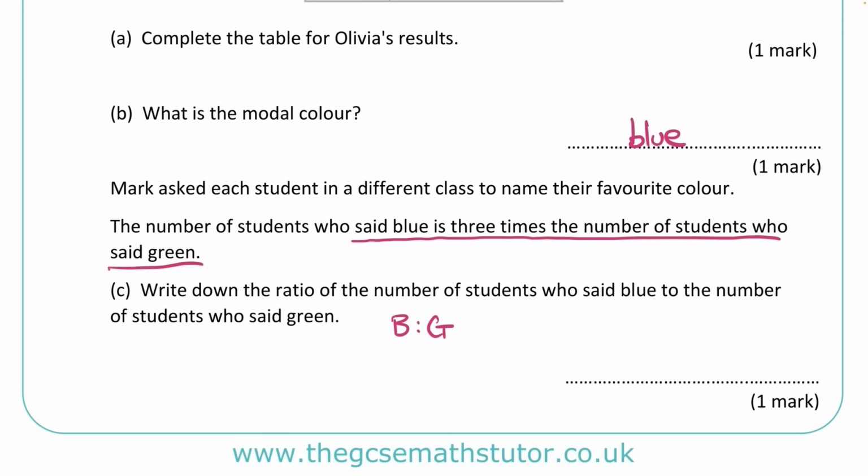So the easiest way to go about this would be to pick any number for green and just times it by 3 to get how many said blue. Now the easiest number to pick would be to go with 1, as we just need to multiply it by 3. It just means blue becomes 3. And there we go, our ratio is 3 to 1.